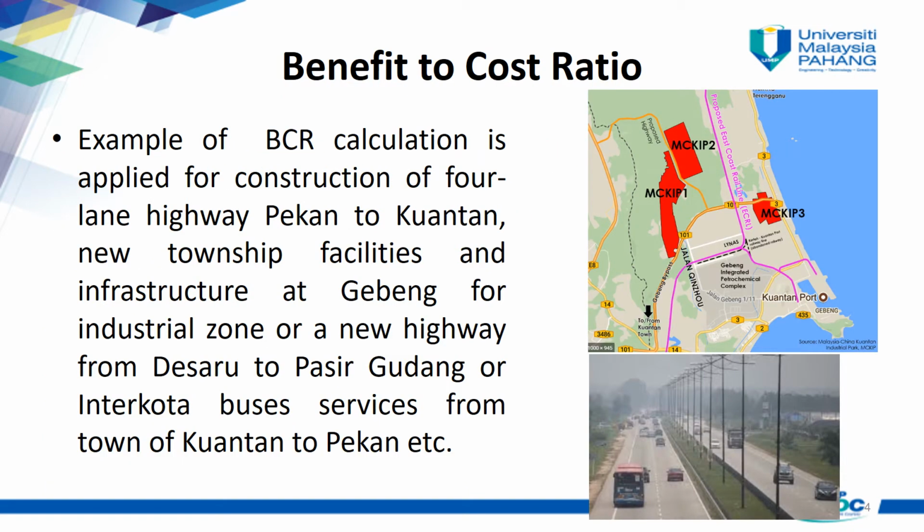The example of BCR calculation is applied for construction of a four-lane highway Pekan to Kuantan, as an example, or new township facilities and infrastructure at Gebeng, Kuantan for industrial zone, or a new highway from Desaru to Pasir Gudang, or a service of interkota buses from town of Kuantan to Pekan.